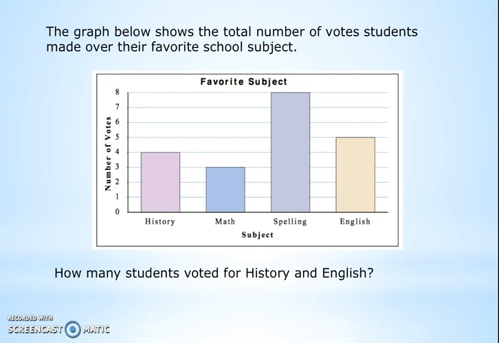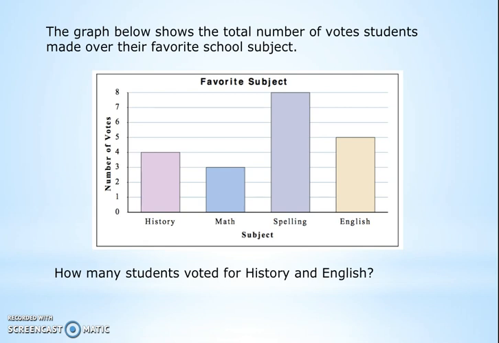I would read above the bar graph. The graph below shows a total number of votes students made over their favorite school subject. I know the title is Favorite Subject, so I'm looking at the right bar graph. My subjects that are being voted on are history, math, spelling, and English. The number of votes is my intervals, and it's showing me that my intervals are counting by 1.